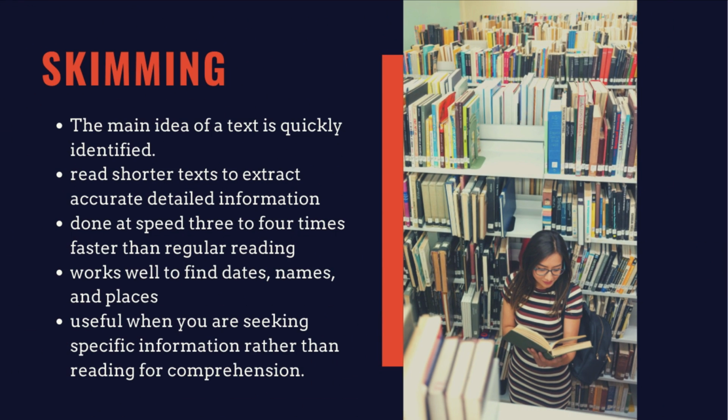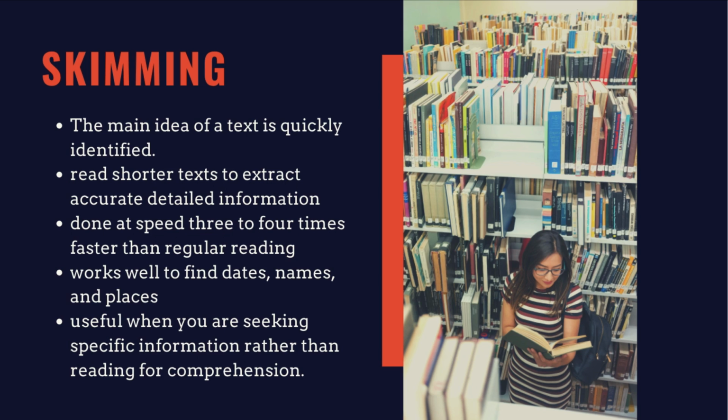First, we have skimming. In skimming, the main idea of a text is quickly identified. The goal is to read shorter texts to extract accurate detailed information. Skimming is done at speed 3 to 4 times faster than regular reading. People often skim when they have lots of material to read in a limited amount of time.